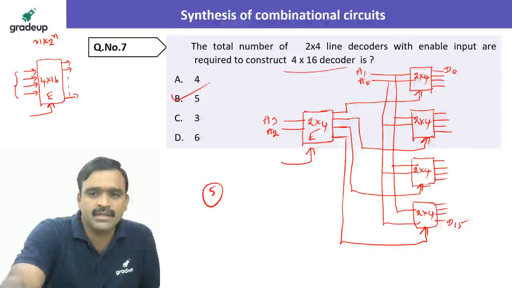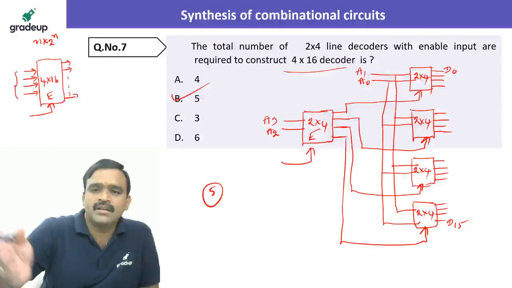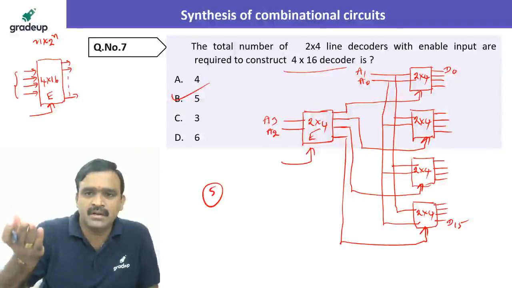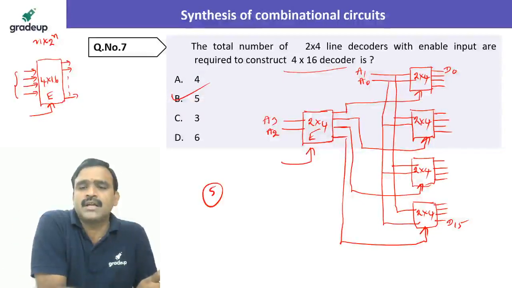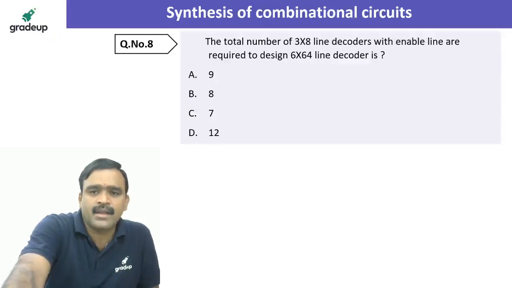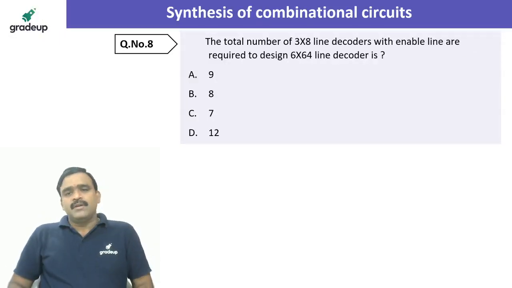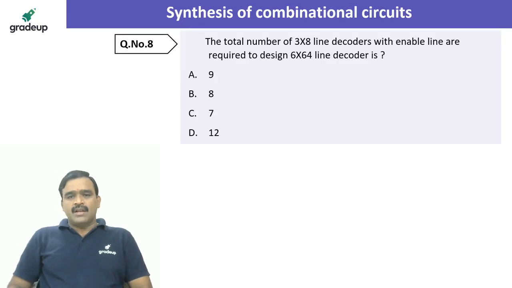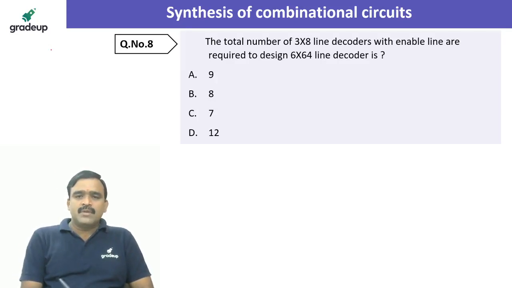It is a shortcut only, because in the first column you are taking 4 decoders, which means in your mind you can assume that to enable or disable 4 decoders, another decoder should contain 4 outputs. That is another 2x4 only. Exactly. So the number of 3x8 line decoders with enable line required to design 6x64. 6x64 is nothing but 8 eights are 64, right?